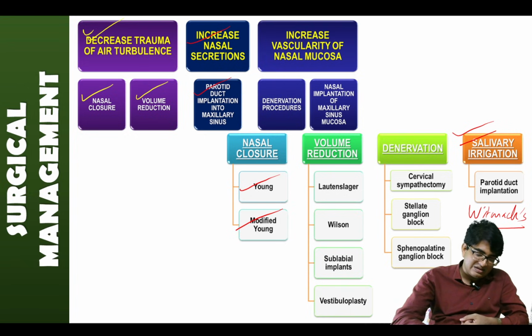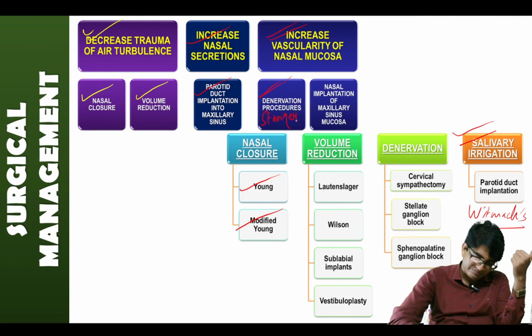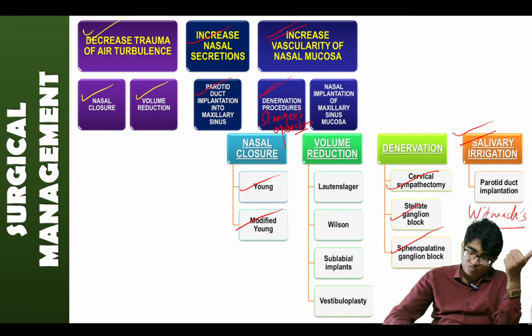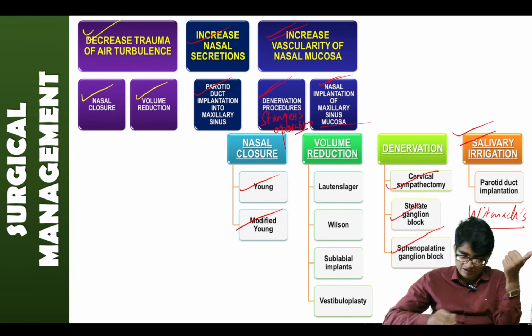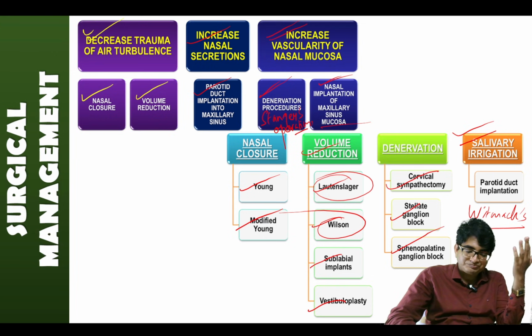Next, to increase the vascularity of nasal mucosa, we may do a denervation procedure known as Stammi's operation, wherein we do a cervical sympathectomy, stellate ganglion block or sphenopalatine ganglion block. Next, we may also do a nasal implantation of maxillary sinus mucosa. Now, volume reduction operations include Lautenslager-Wilson, sublabial implants and vestibuloplasty. You have to know about Lautenslager and Wilson for your MCQs.